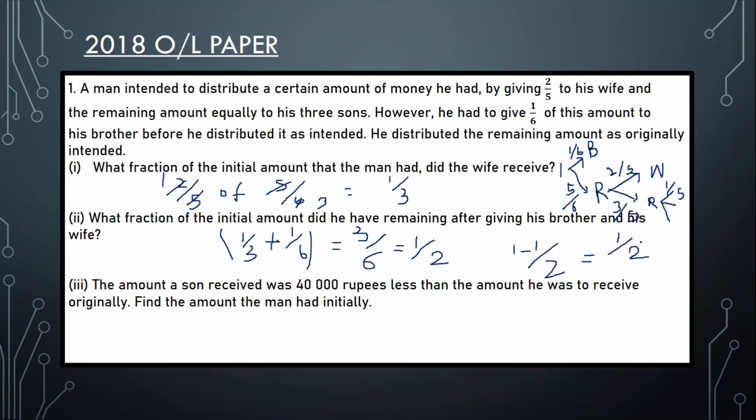Or you can do it another method also. The remainder is 3/5 is only remaining, right? 3/4 of 5/6. So 5 and 5 will cancel off. And then also you will get the same answer, 1/2.